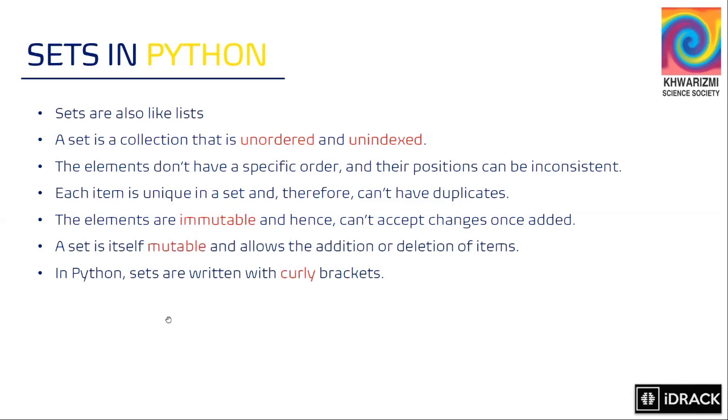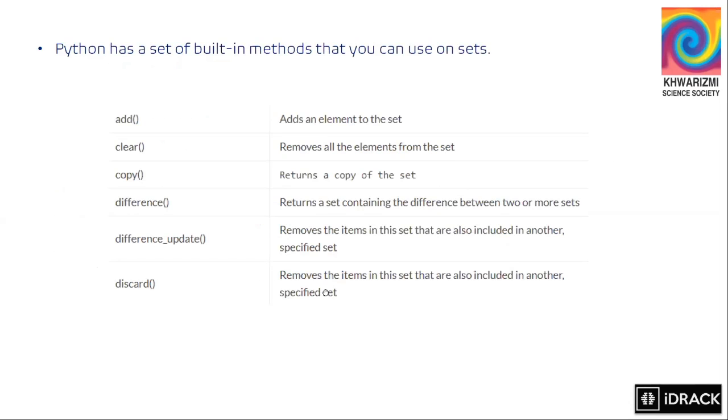Okay. And within Python, sets are written with curly brackets. So if you remember so far, the lists were written with square brackets, the tuples were written with round brackets, and now the sets are written with curly brackets. And the built-in methods are more or less the same with sets as they are with the lists and the tuples. There may be slight differences. So add adds an element to the set. Clear removes all the elements from a set. Copy returns a copy of a set. So we've seen similar ones in lists as well.